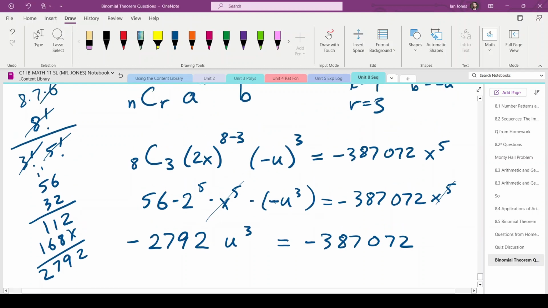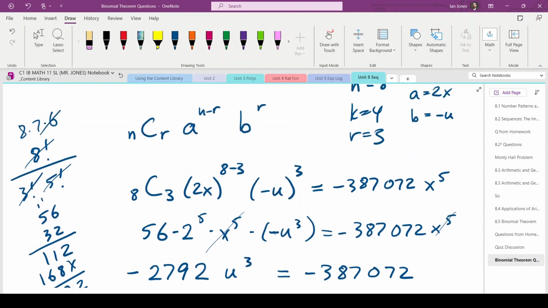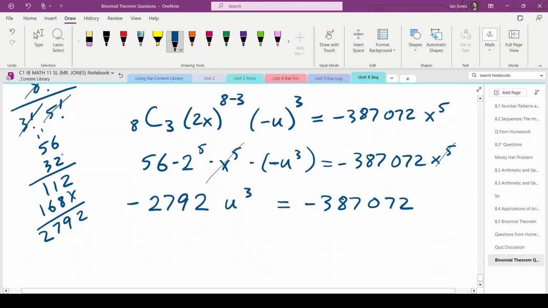Okay, so let me just go back through my calculations here. Oh, here it is. Okay, so it's not 2,792, it's 1,792. So if I had a GDC, I shouldn't have done this by hand.